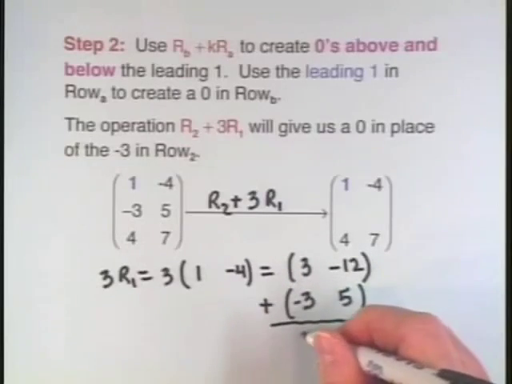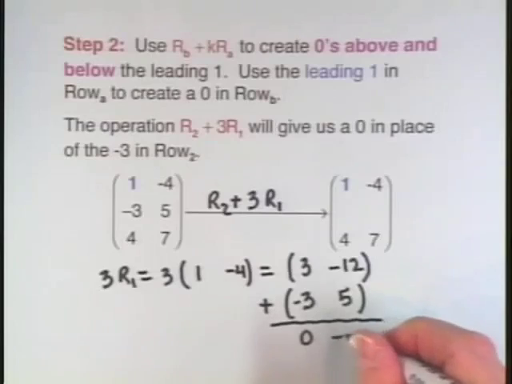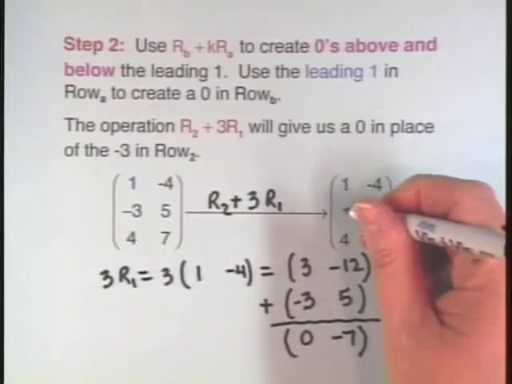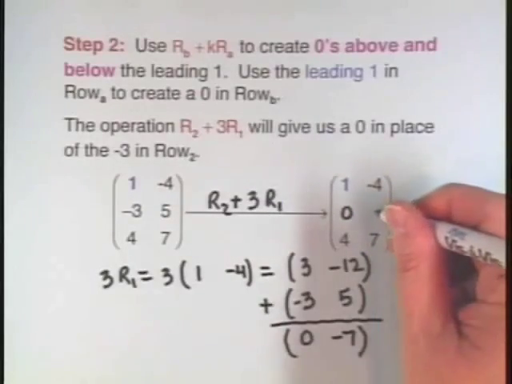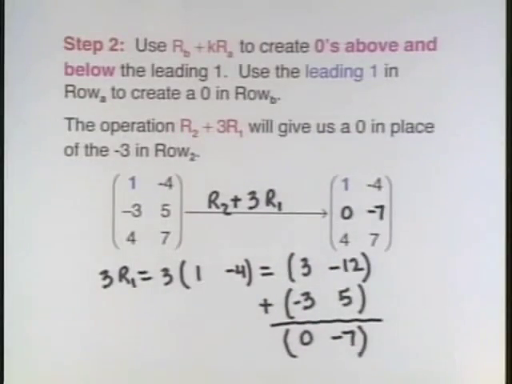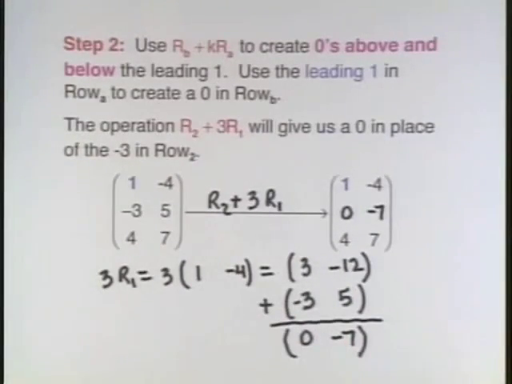3 plus negative 3 gives us 0. Negative 12 plus 5 gives us negative 7. This is our new row 2. Rows 1 and 3 stay the same as they were originally. Note that we used a multiple of row 1 and replaced row 2.